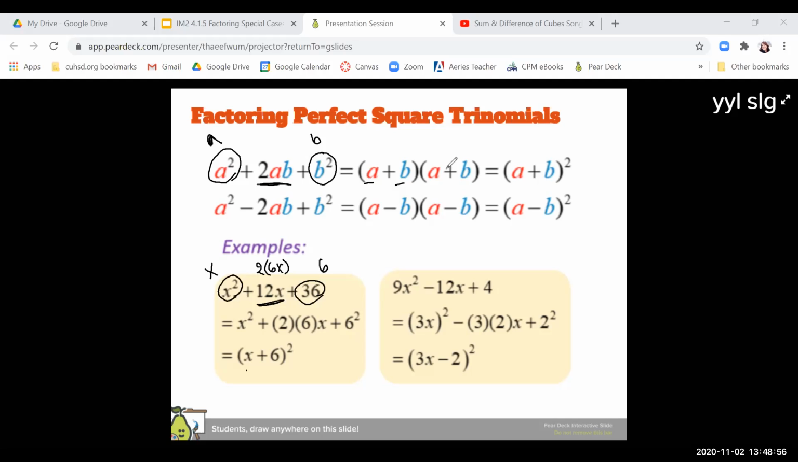And then your answer is just the square root of the first and last terms together in your squared factor. So check this out. 9x squared, the square root of that is 3x. 4, the square root of that is 2. Look at what's in our answer, 3x and 2. The only thing left to pay close attention to in this one is that the second term is negative, which means that the answer needs to have a negative.